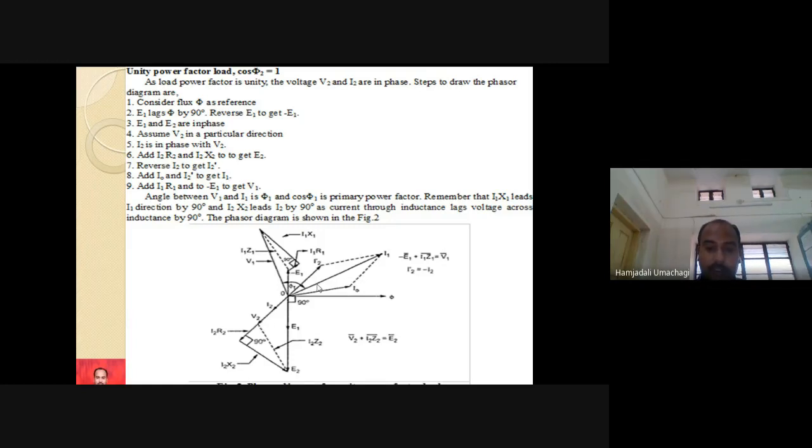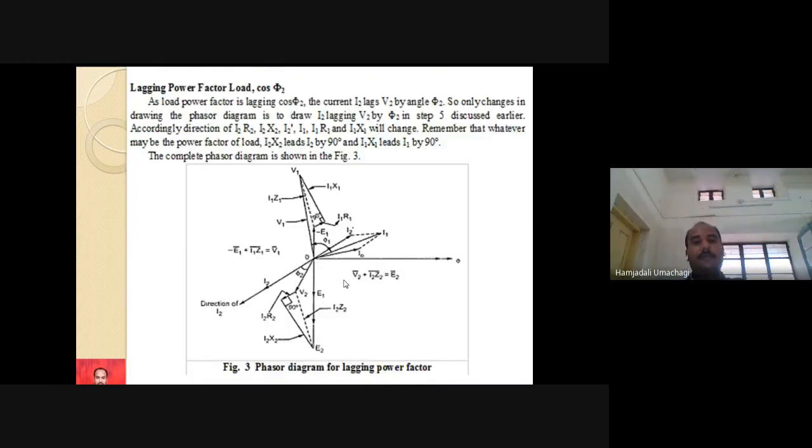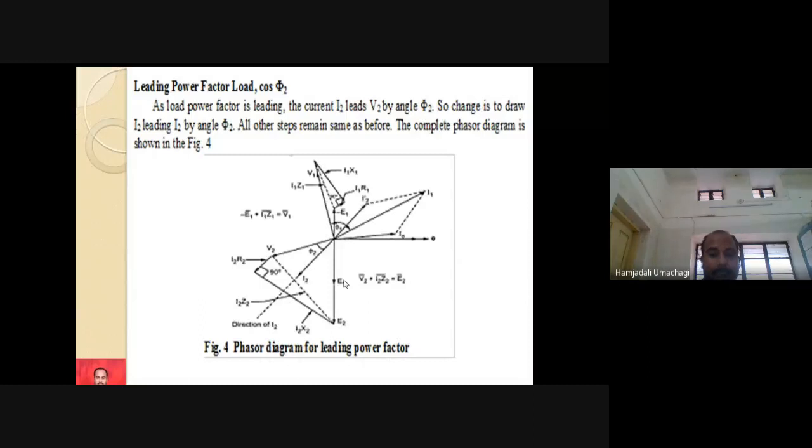So after drawing the phasor diagram, this portion is for V2 is equal to this. This portion is for I1 is equal to I0 plus I2 dash, and this portion is for V1 is equal to minus E1 plus I1 R1 plus I1 X1. So all these things you should write. Is it clear, all of you? Yes? Any one of you answer my question?